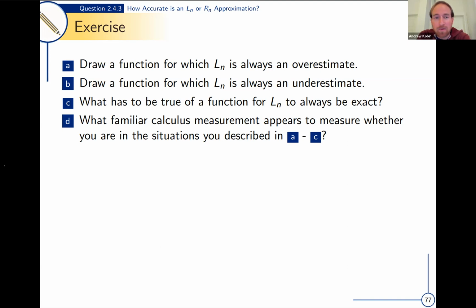And once you've figured out both of those, this might help you answer question number 1 on the previous slide. What has to be true of the function for the L_N approximation to always be an exact estimate? Finally, tying these things into calculus, what concepts from calculus can help you describe the situations in parts A and B, and ultimately help you relate this to our approximation of error?